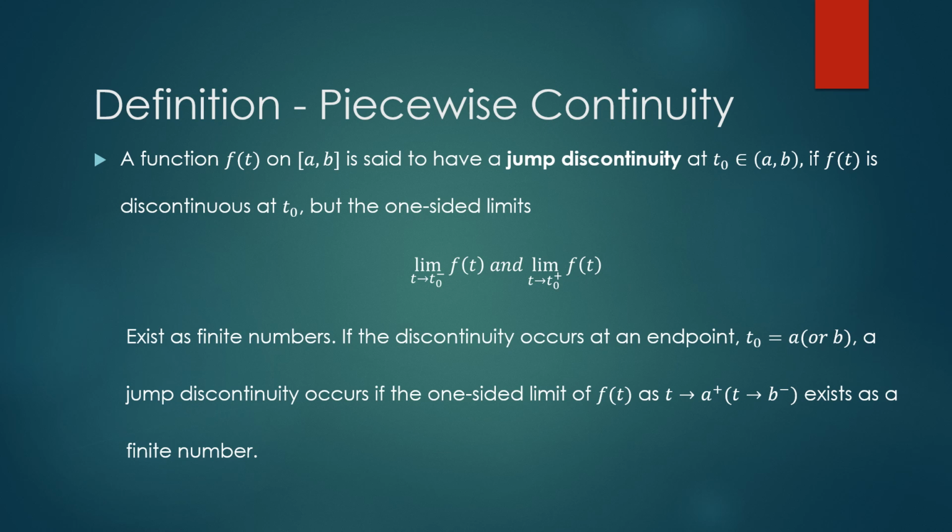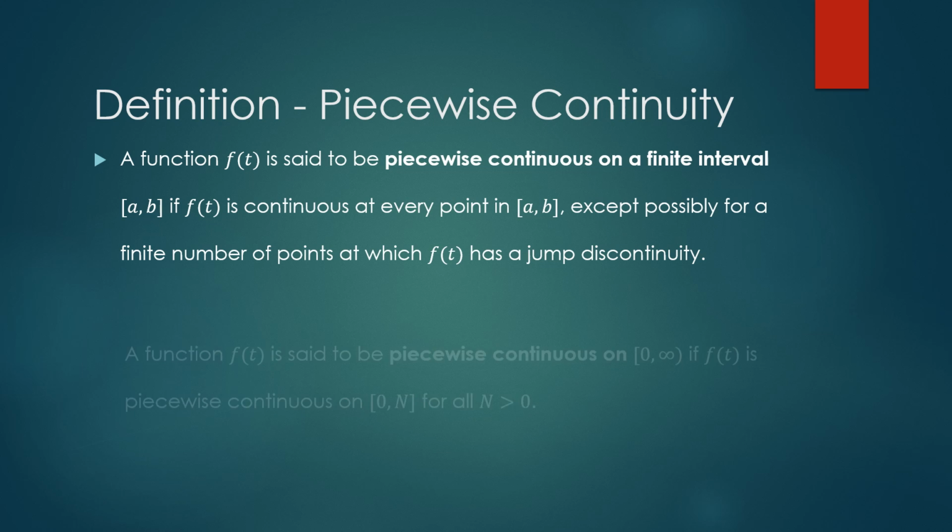We now discuss some properties that will ensure the existence of the Laplace transform. A function f(t) on the closed interval a to b is said to have a jump discontinuity at t0 in the open interval a to b if f(t) is discontinuous at t0, but the one-sided limits exist as finite numbers. If the discontinuity occurs at an endpoint, a jump discontinuity occurs if the one-sided limit of f(t) as t goes to a plus exists as a finite number. We can now define piecewise continuity as follows.